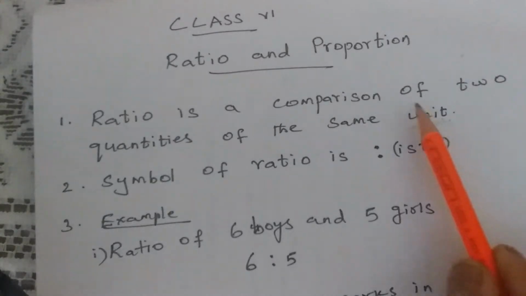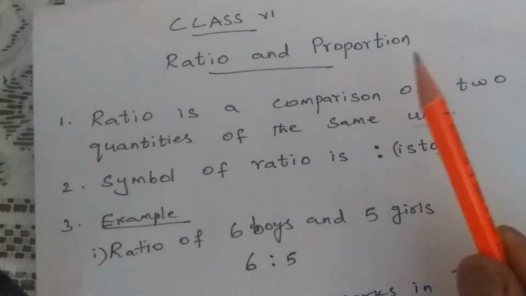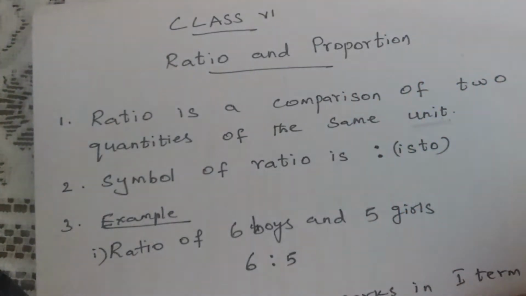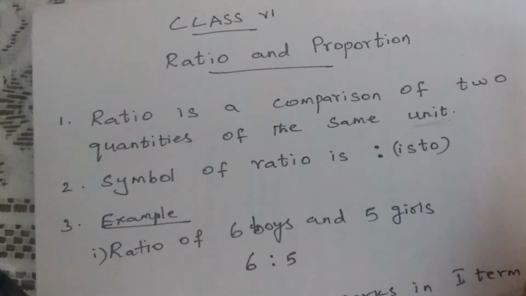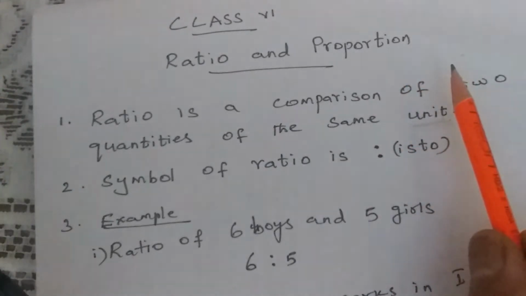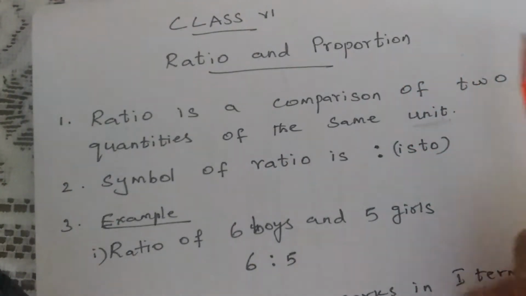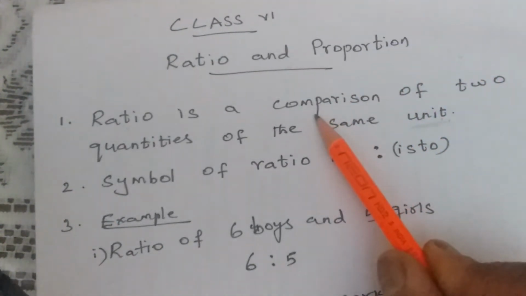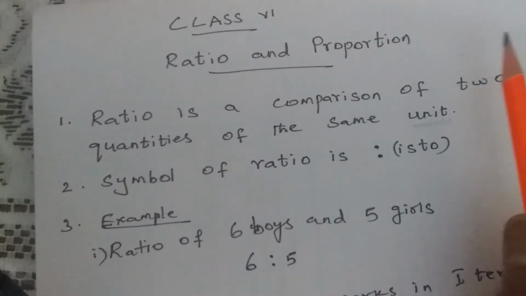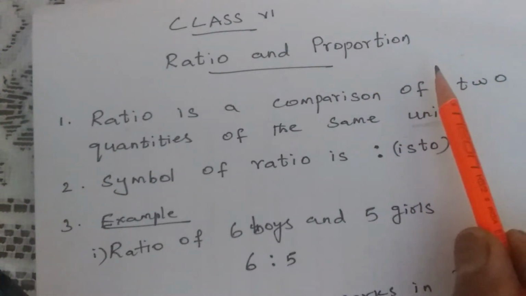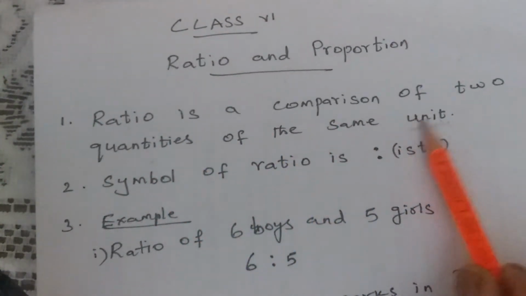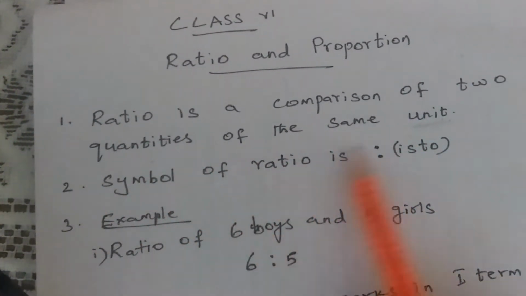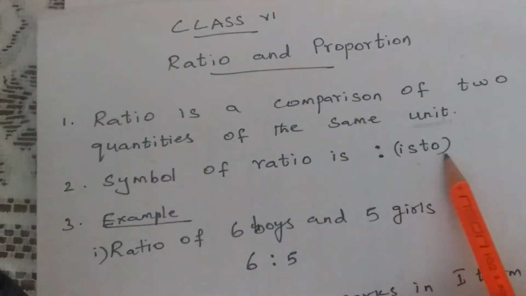We cannot compare 2 rupees with 5 kg of rice. 2 rupees means with another amount only, with rupees. If we are comparing meters, we have to compare with meters: the length of the bench to the length of the desk, or the height of one student with the height of another student. This is the comparison of two quantities of the same unit. And the symbol of ratio is 2 dots, read as "is to".